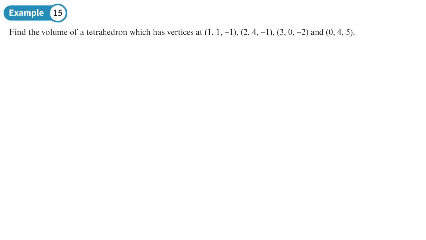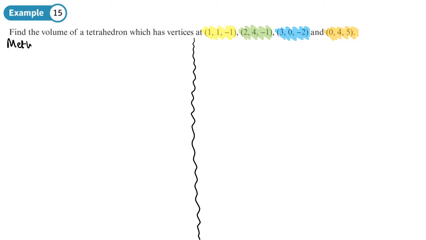Right, in this example, find the volume of a tetrahedron which has these 4 vertices. Now notice that it doesn't have a vertex at the origin. These are in slightly different places. So how are we going to tackle this one? Now there are 2 ways to do this, and I'm going to show you both. So method number 1 is to actually move all of the vertices so that one of the vertices is at the origin.